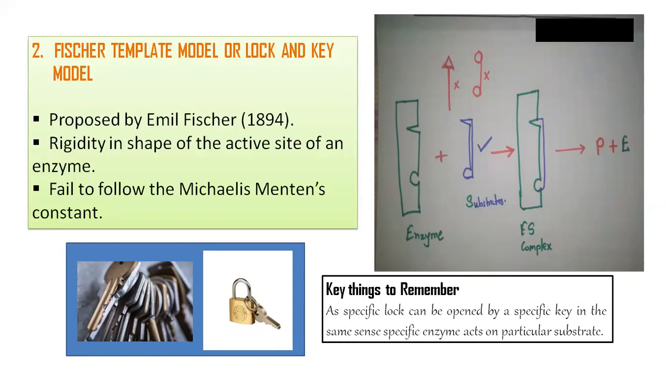The two substrates which have been represented by red color will not get fitted into the enzyme, as Emil Fischer has stated that there is rigidity in the structure of the enzyme active site. Enzyme active site doesn't change its shape. It is rigid. That's why only the blue colored substrate will form ES complex.